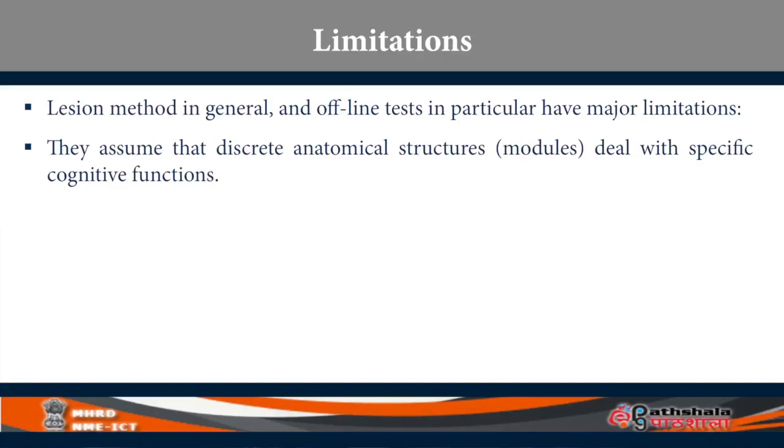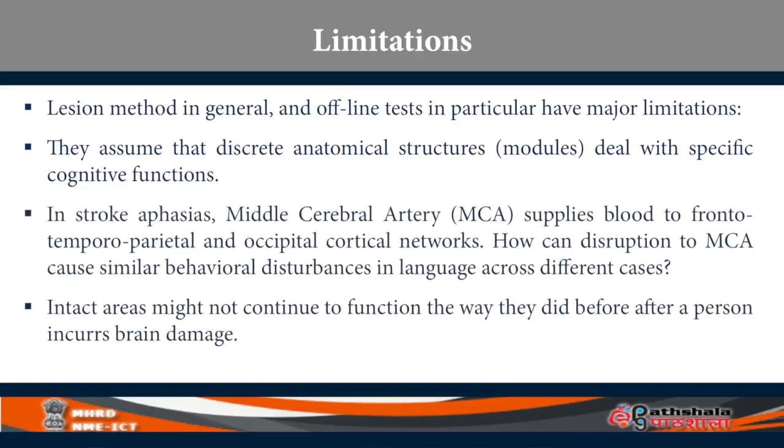The other point you have to realize, from the earlier modules, is that stroke aphasias happen when there is some damage to the middle cerebral artery. It is the middle cerebral artery which supplies blood to fronto-temporo-occipital areas, many areas which are involved in language. Now, when that middle cerebral artery, which is so widespread in terms of the cortical areas it supplies blood to, is damaged, how are we able to say a lesion in one area is producing this deficit?